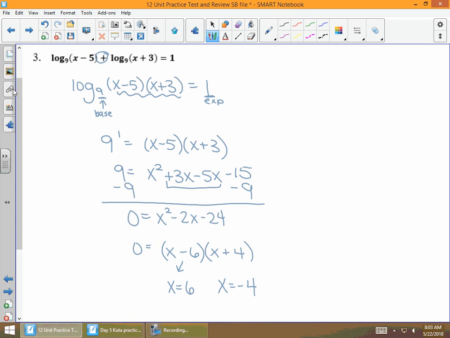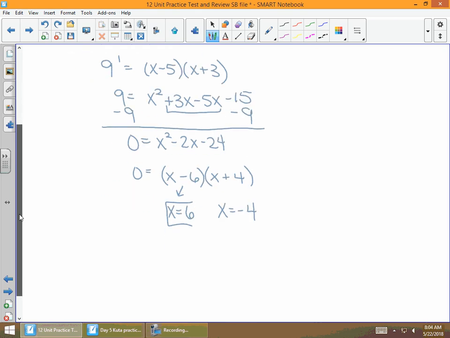So if I plug 6 in here, I'm good. 6 minus 5 is 1. Plug 6 in here, I'm good. 6 plus 3 is 9. So 6 is a good answer. Now let's check negative 4. And really, you just need one place for it not to work. So negative 4 minus 5 is negative 9. Since we can't take the log of a negative number, that is an extraneous solution. So our answer there is 6.